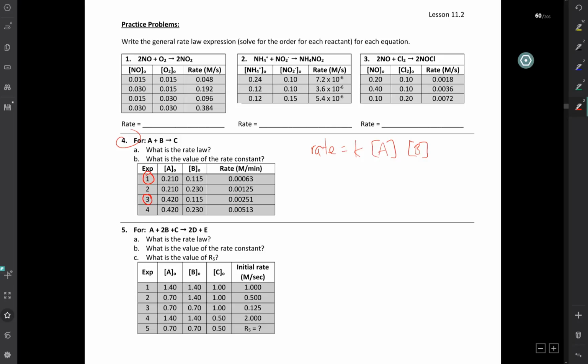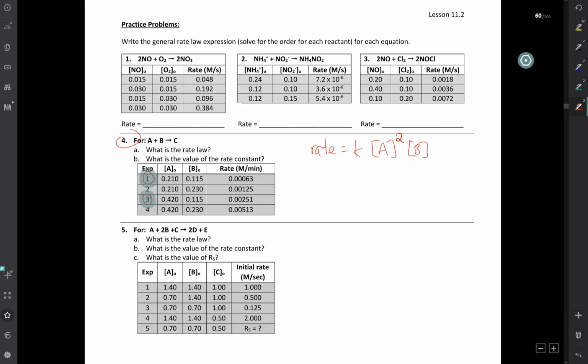So if I look at experiments 1 and 3, what's happened to the rates? It looks like the rate has quadrupled. So I doubled it, and the rate changed by a factor of 4. That sounds like we're describing a second-order relationship.